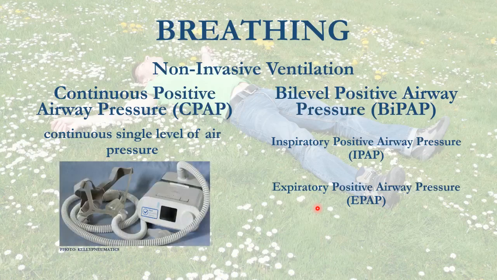So this is an example of your CPAP machine. If you've heard of sleep apnea, some people have sleep apnea, and they need this in order to keep their airway open when they are fast asleep. It's attached to a mask, and they set the machine to a certain pressure that will help them maintain their breathing and oxygenation during sleep.